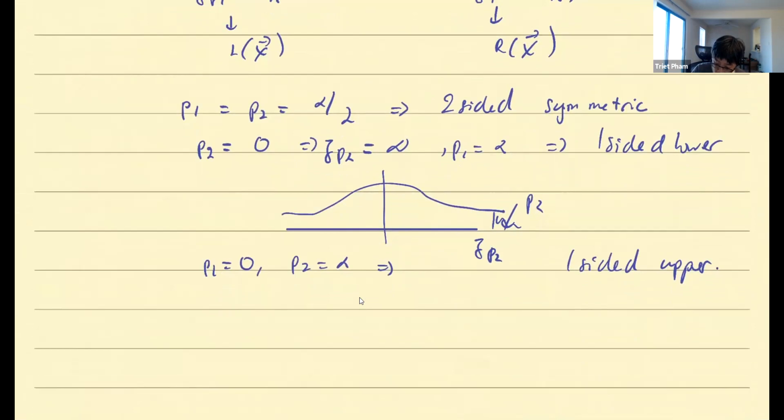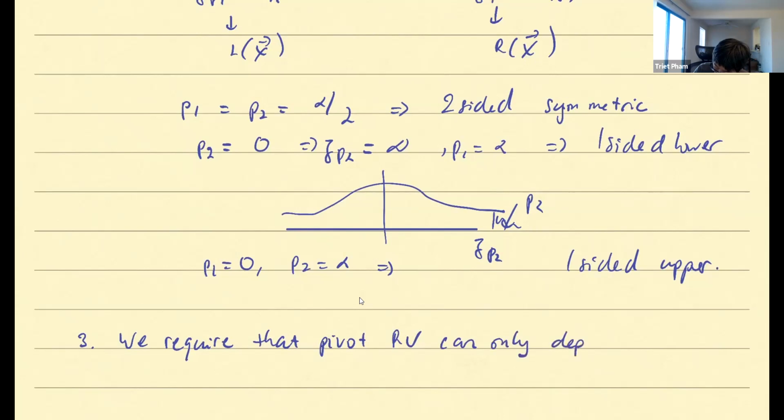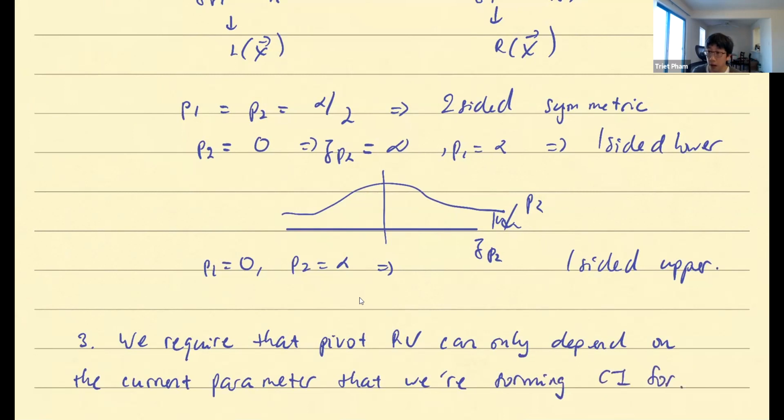But one thing that's very important for a pivot random variable is this. We require that the pivot random variable can only depend on the current parameter that we are forming the confidence interval for, and nothing else.